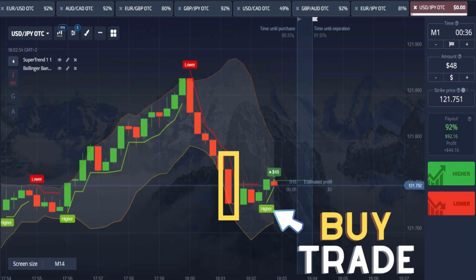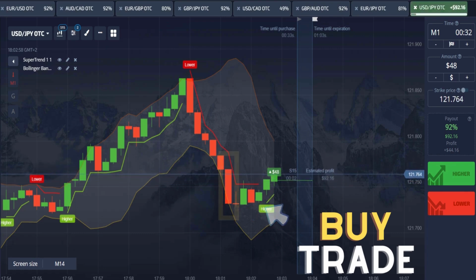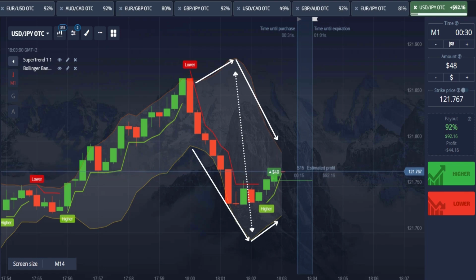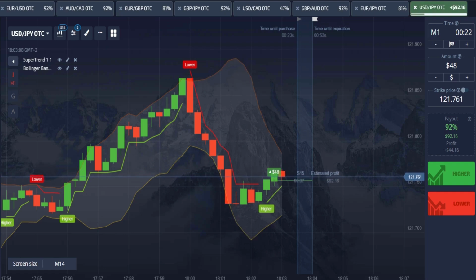Here's a perfect buy trade setup. The candle closed below the lower Bollinger Band line. Then, we got a Supertrend buy signal. The Bollinger Band size is just right, fulfilling all the requirements for this strategy. I've entered a 1-minute buy trade based on this setup.